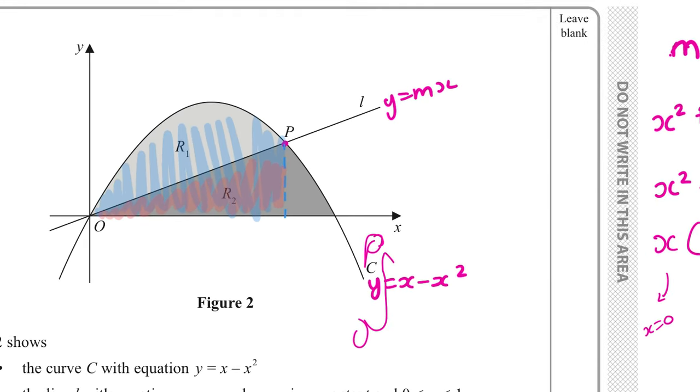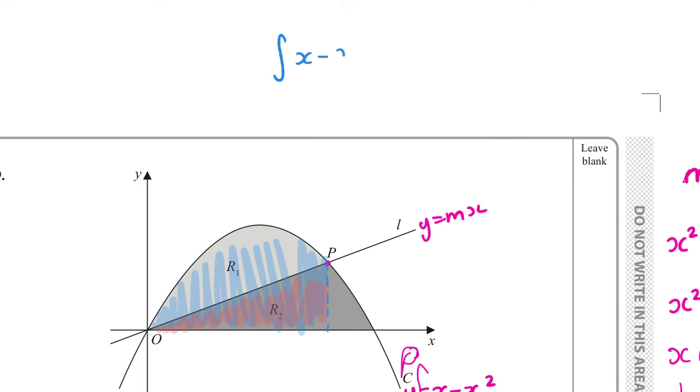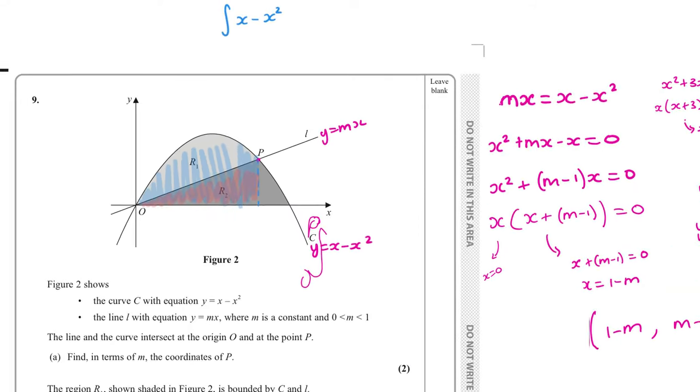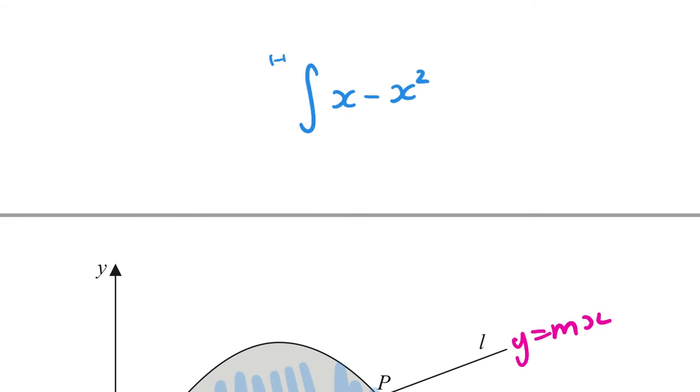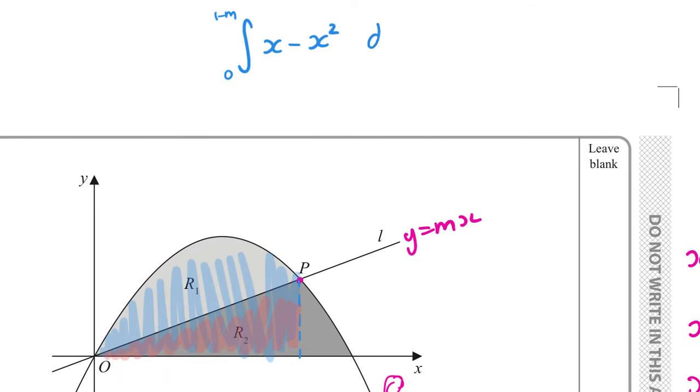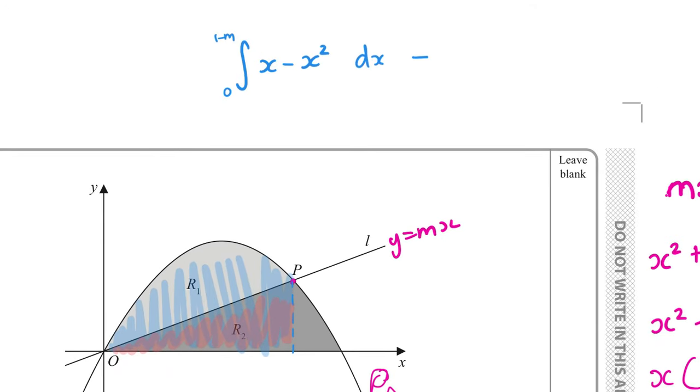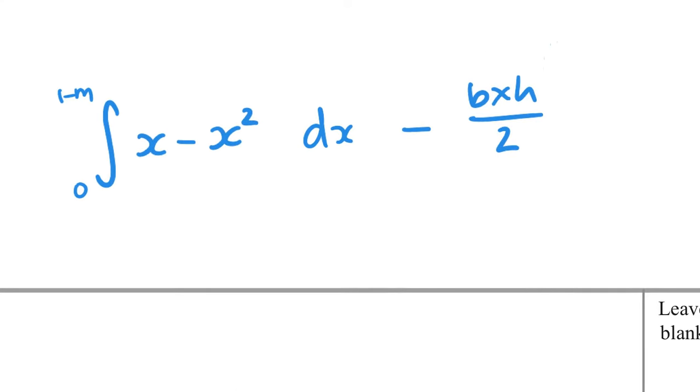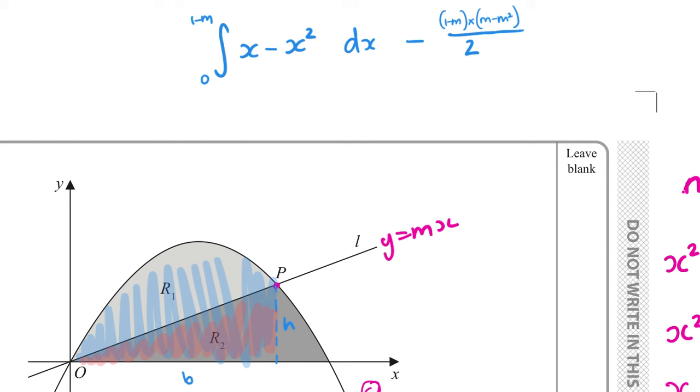So let's integrate x minus x squared between, what was our x coordinate of P? 1 minus m. Between 1 minus m and 0, with respect to x. And then I'm going to take away the area of this triangle, which is base times height divided by 2. But what is my base in this case? It's my x coordinate, and what is my height? My y coordinate. So my x coordinate is 1 minus m times my y coordinate, m minus m squared. This is technically going to give me the area. Now you can do this any which way you want. So, are we ready? Let's go for it.